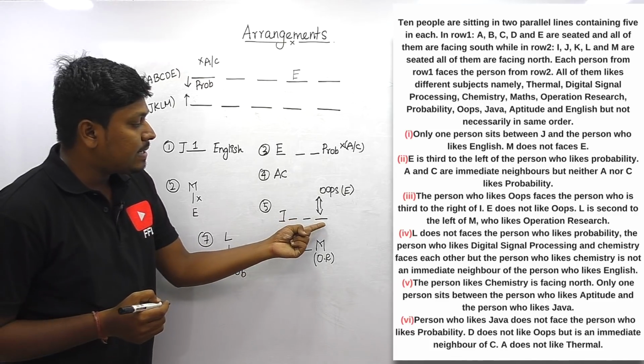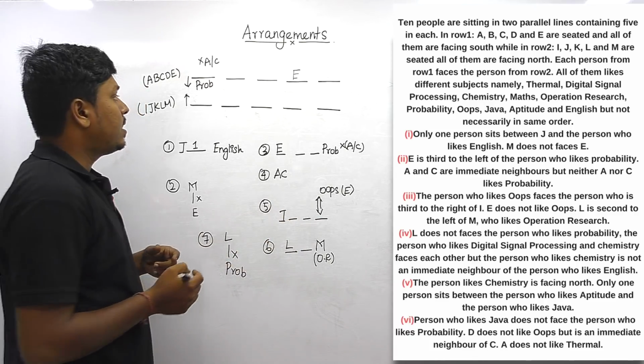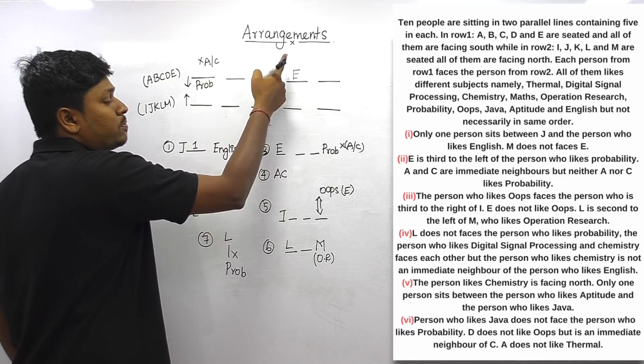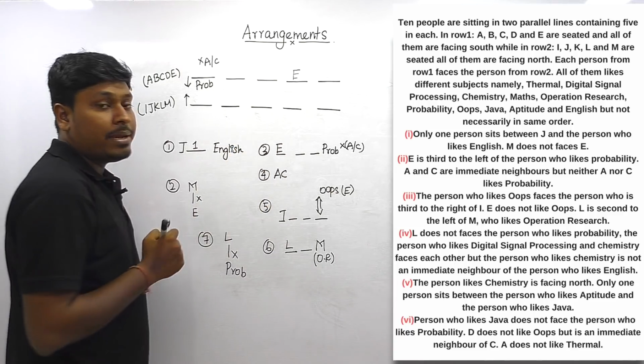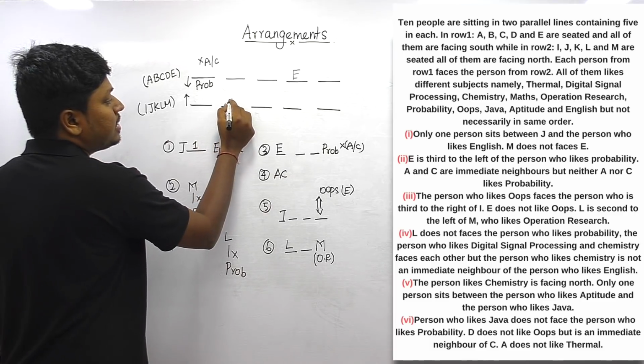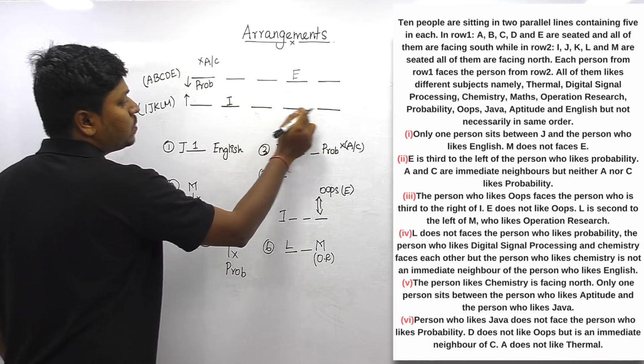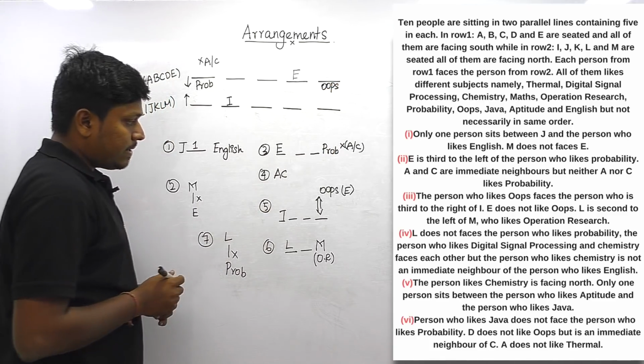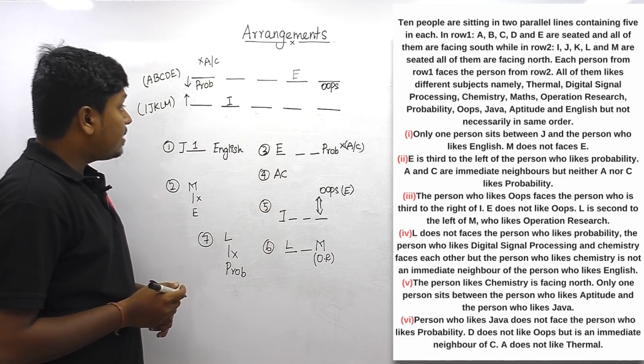I's right-hand side, at the third place, the person is facing OOPS. So if I fix I here, 1, 2, 3, and this person is facing OOPS, we already know that OOPS is not liked by letter E. So only one is possible: I should be fixed here, and this person is facing OOPS. Okay, interesting. Then what all is remaining?